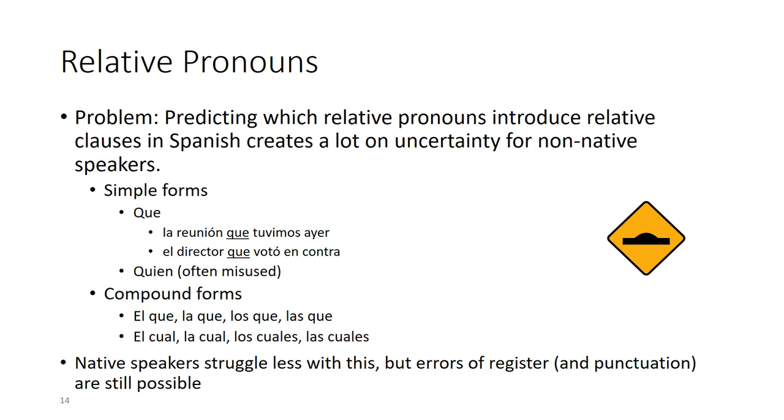You also have, many times in written language, more formal texts, the compound forms. So, right, la reunión sobre la cual conversamos ayer, or el director para quien, or para el cual, right, trabajamos. So native speakers struggle less with this, but there are errors of register and degree of formality and punctuation that are still possible. So it's definitely a speed bump for everyone.